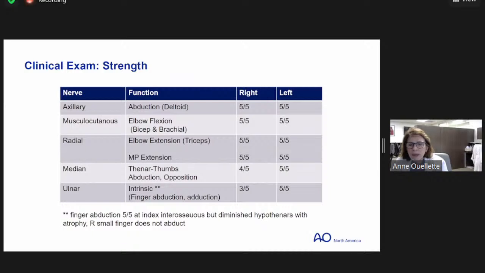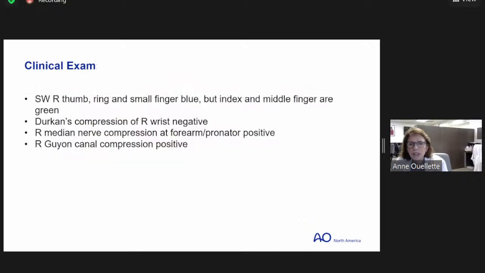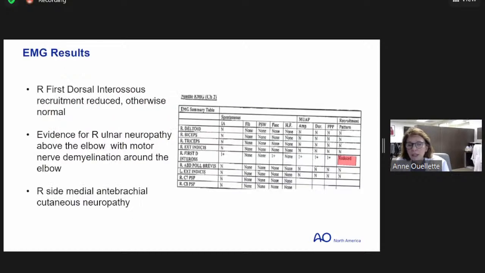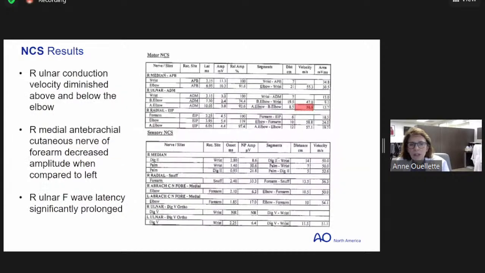Looking at her exam, mainly the carpal tunnel, median nerve, as well as the intrinsics were the main issues. Looking at Semmes-Weinstein testing, she was blue in the ring and small, index and middle finger were green, but the thumb was blue. Median nerve compression was positive, and Guyon's canal was positive. Looking at her nerve tests, mainly the ulnar nerve was the main problem, and her median nerve actually appears pretty good in all of this. Her conduction velocities across the ulnar nerve at the elbow and above the elbow were part of the issue.